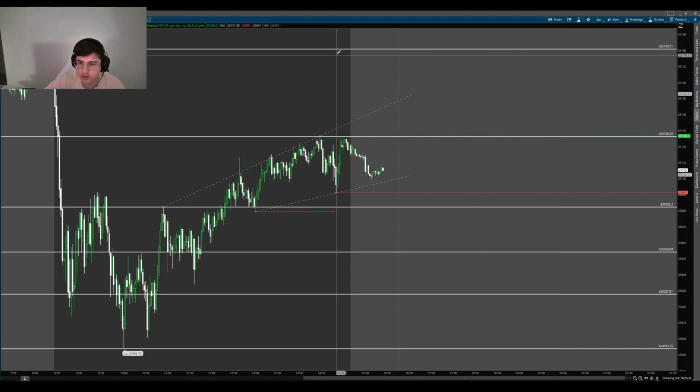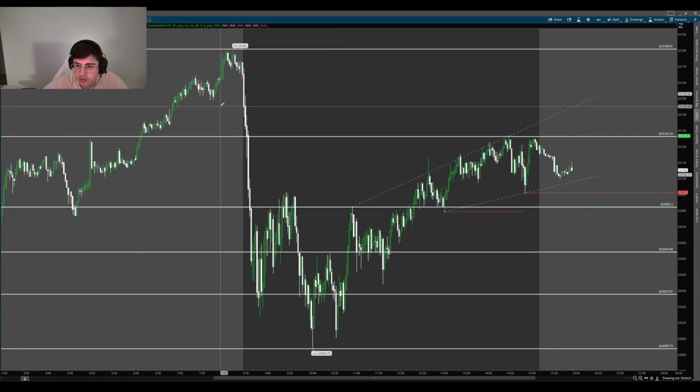We got our, how many levels? We got 1, 2, 3, 4, 5, 6. Ignored some of them because they just don't make sense. You want to obviously draw the ones that make the most sense while we're zooming in there. Pretty simple, okay?